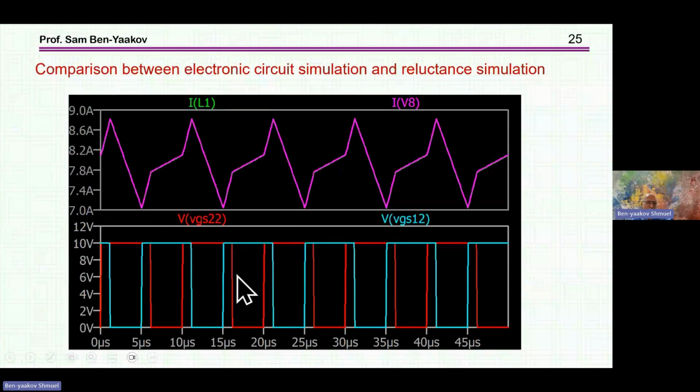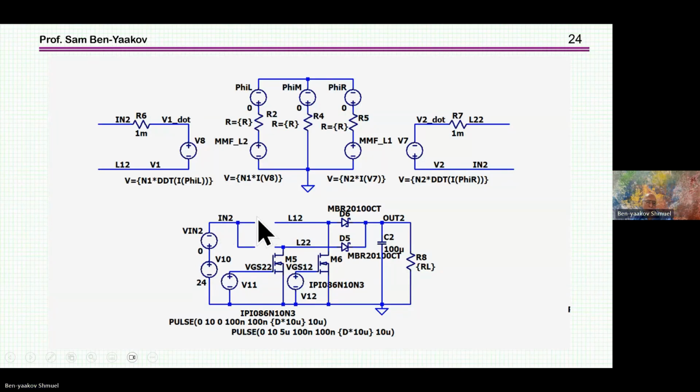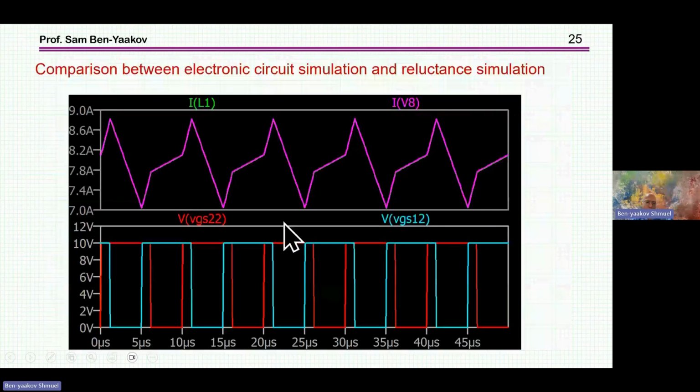And here it is. This is for a duty cycle which is larger than 0.5. You see the overlapping of the gates. What I'm showing here is the current when it is run with this reluctance model and when it is run with the regular coupled inductor, and you see that if it is done correctly, it's exactly the same. So now you can ask, okay, if it's the same, why do I need it?